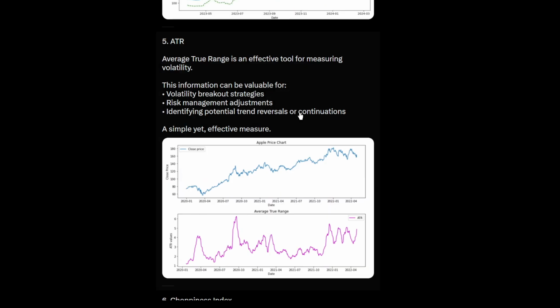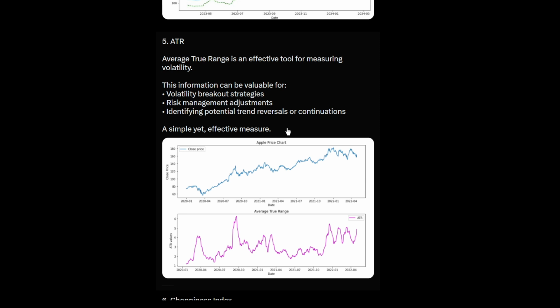Five, ATR. So this is just the average true range, and it's also a measure basically for volatility. This can be really useful when you're doing volatility breakout strategies, risk management, especially. I use a lot of ATR for risk management, and identifying potential trend reversals as well. As I mentioned, it's super simple, but it's very effective. And I've seen many people use ATR just for volatility. Now, definitely there are more complex ways to do volatility, but I think if you're just going for a simple method, ATR can work quite well.